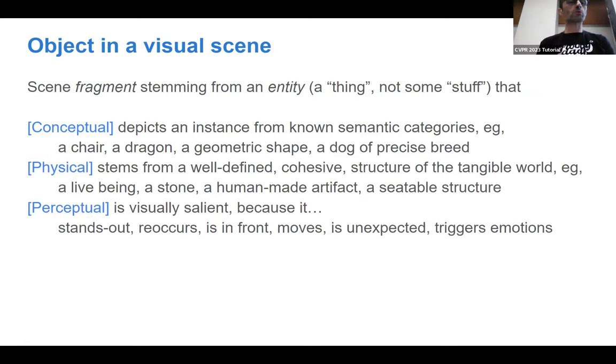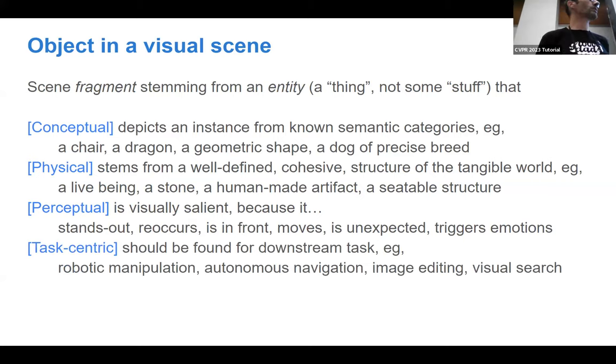You can also think in terms of perception. In that case, the region of interest is so-called salient for different reasons: maybe because it stands out in the scene, or it's something that reoccurs across different images or video frames, or is in the front as opposed to the background, or it's unexpected, or it ties with emotions or memories, or something which is close to our heart.